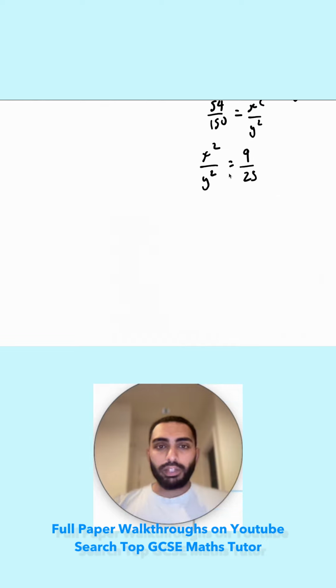If you take a look at all of these, they are squared. So x is a square, y is a square, 9 is a square number, and 25 is a square number. So I'm going to square root all of this. Square root on the left side would give me x over y is equal to square root of 9 is 3, and square root of 25 is 5.